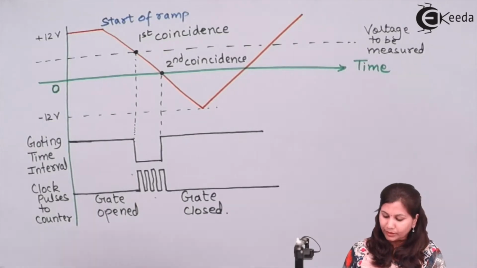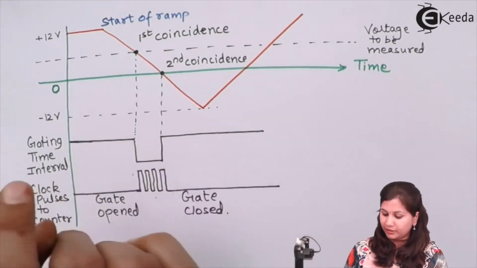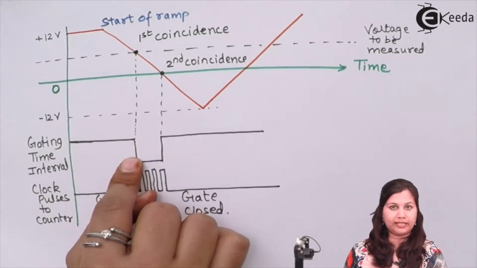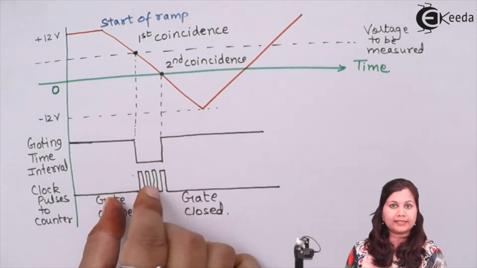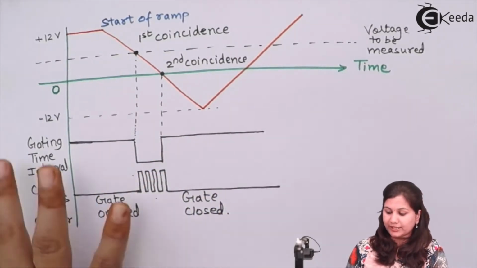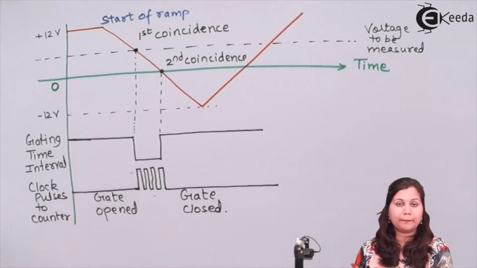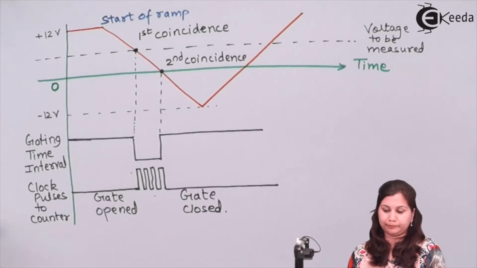Okay, this is the gating interval time, meaning on and off periods are there. This is the off period when the gate is not working, and this is the time interval when the gate is open and it is working. Okay, so this is the diagram which is explaining the basic principle of working behind the ramp type DVM. Now let us see the block diagram of the ramp type of digital voltmeter.